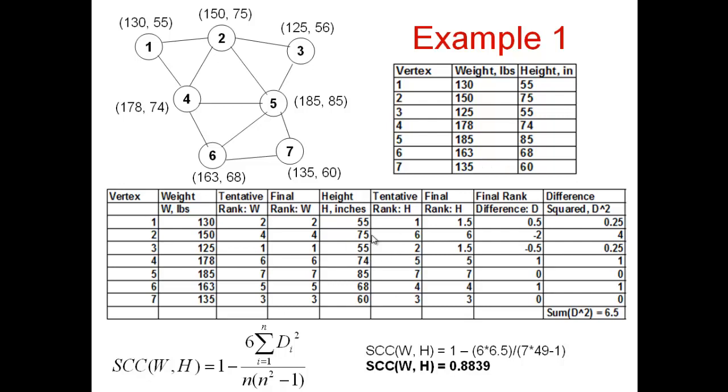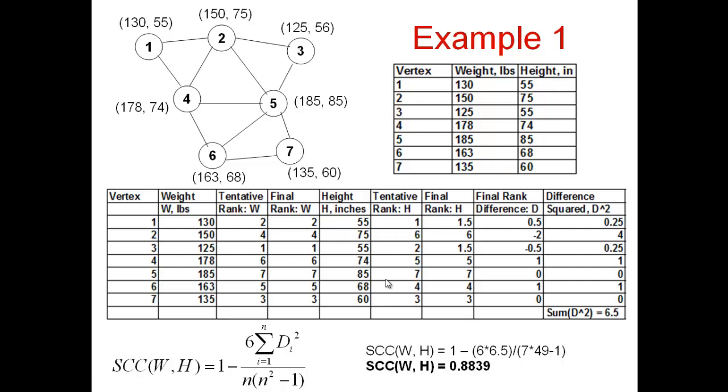Then the next smallest height is 60. That's only one here. So tentative rank of 3, then 68, 4, then 74, 5, 75, which is different from 74, so there's no tie, so it is 6, then 85 is 7.